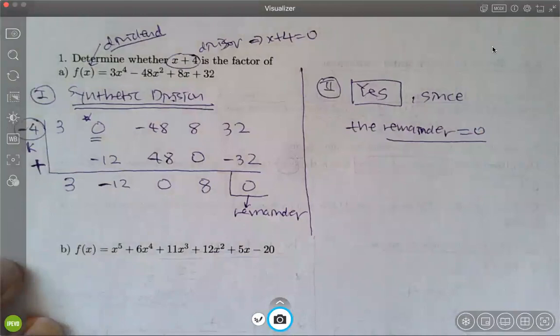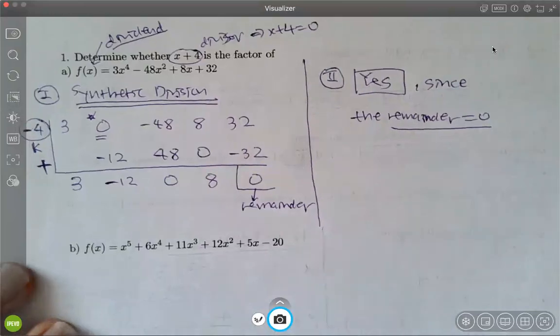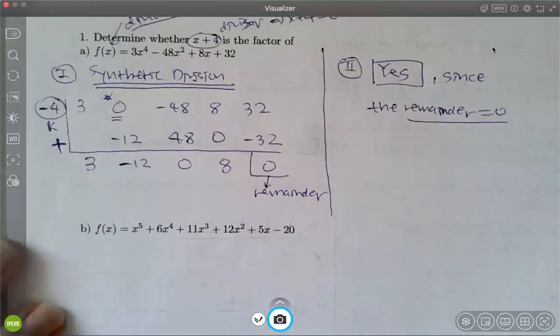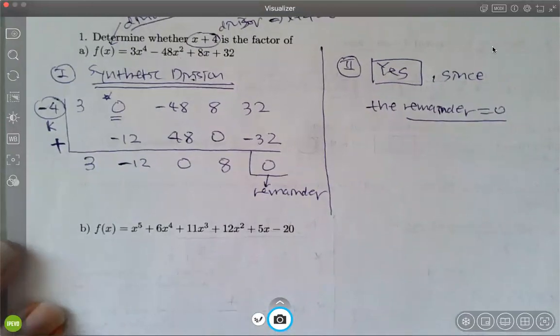So what does that mean? If the remainder was not a 0, then it's not a factor, right? So 0 remainder means yes, it's the factor. And like I said, -4 is a 0 as well. Now your f of x changes. Now it's x to the 5th plus 6, that's x to the 4th, and so on and so forth.